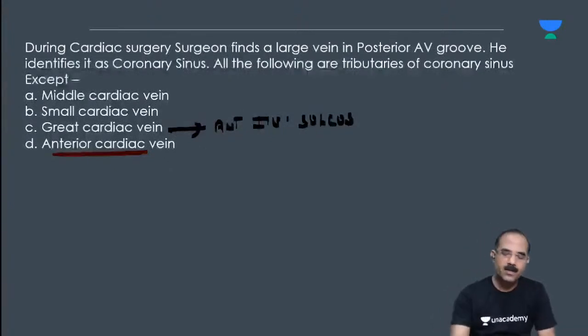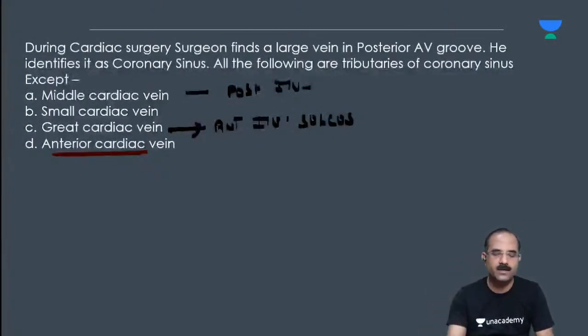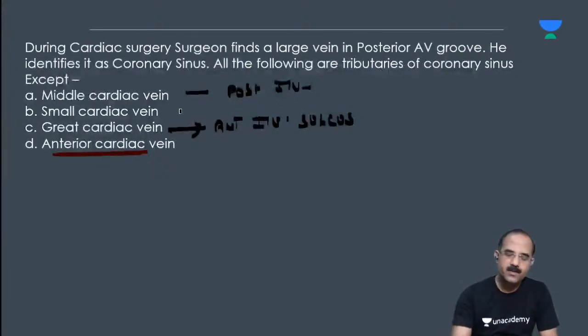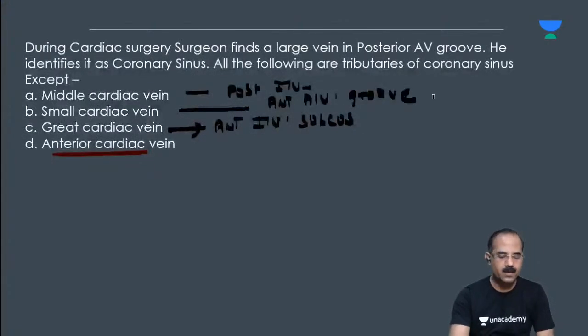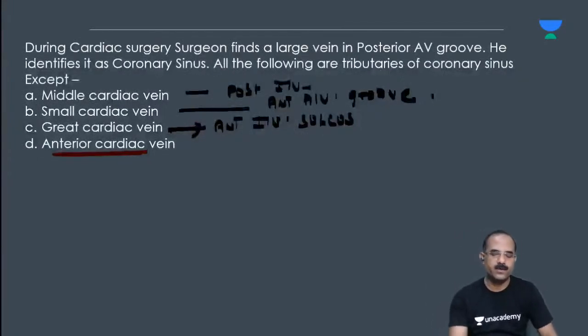Very good. The middle cardiac vein lies in the posterior interventricular sulcus of the heart. The small cardiac vein lies in the anterior atrioventricular groove. Small cardiac vein lies in the anterior atrioventricular groove.